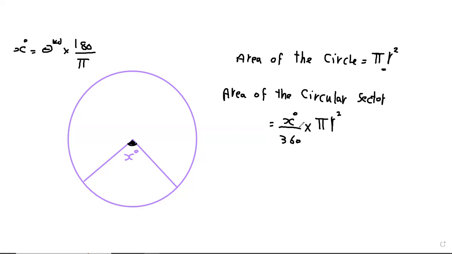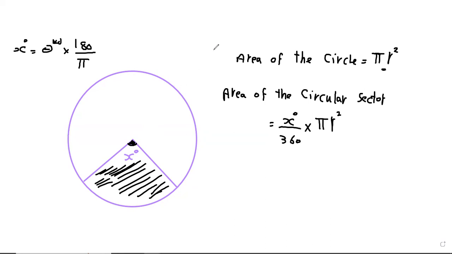And why did I use this rule? Because this circular sector is a part of the circle, as you see here. So we need to find the ratio from the circle. How can we find the ratio that the circular sector takes from the circle? We will use x degrees over 360 because the measure of the whole circle is 360. So the area of the circular sector is x degrees over 360 multiplied by pi r squared, which is the area of the circle.